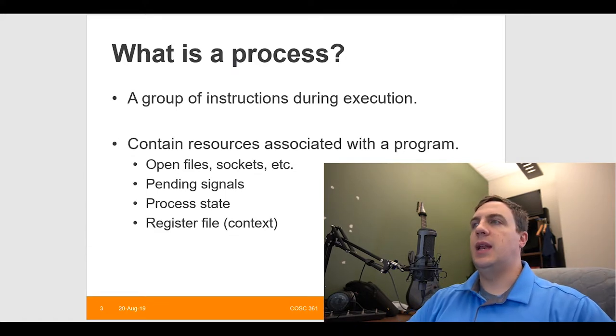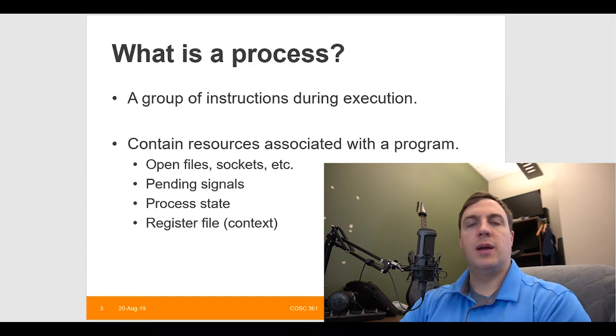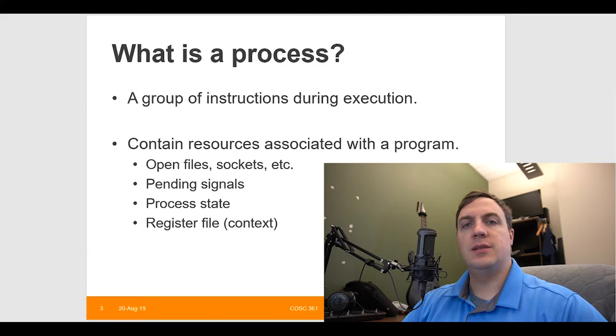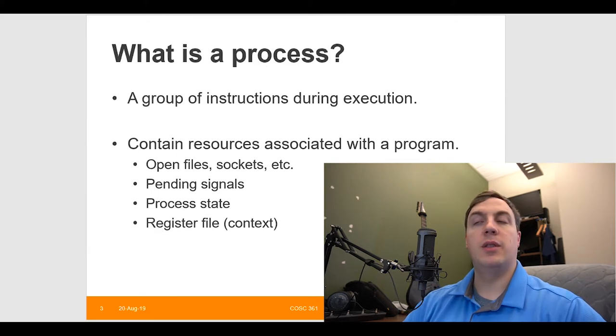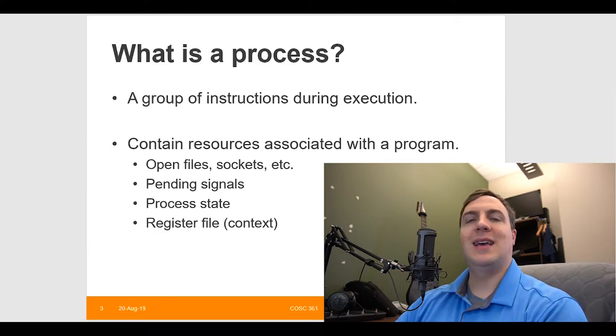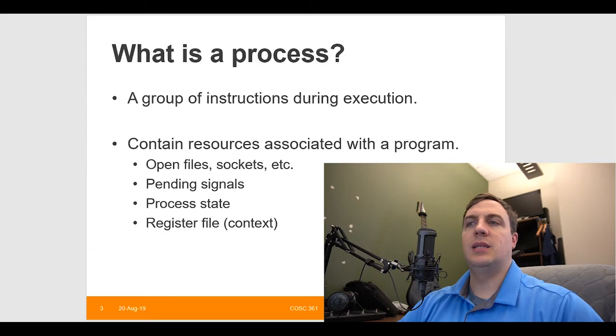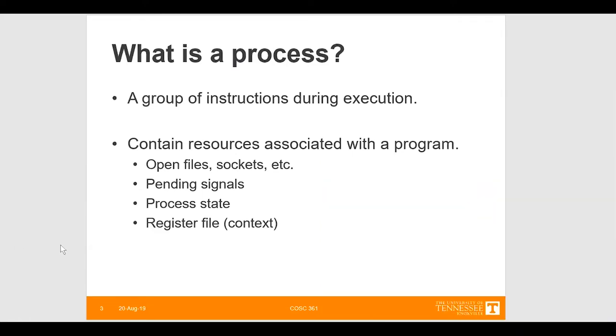So a process is just simply a group of instructions that run, and that's it, during execution. That's all it is. And it contains resources associated with the program. So for example, in Linux, a process is self-contained and it has its own file resources, memory, pending signals, process state, that sort of stuff, whether it's sleeping, whether it's running. And then what's called the context. Essentially, the context is what it's going to look like on the CPU. All that means is the registers and floating point registers and things like that.